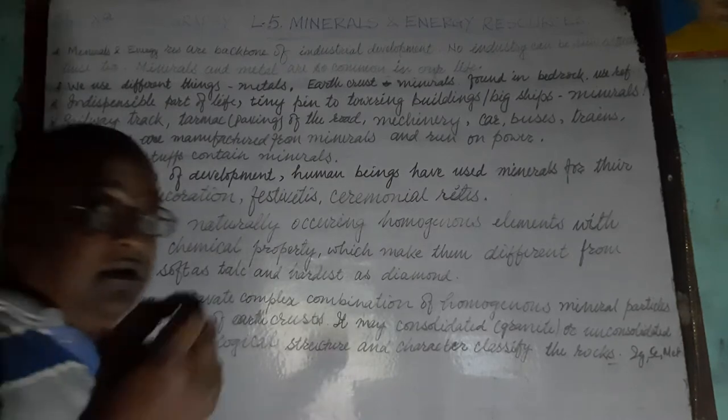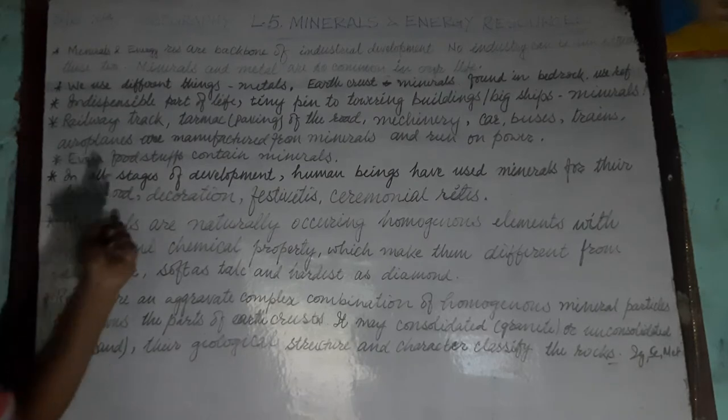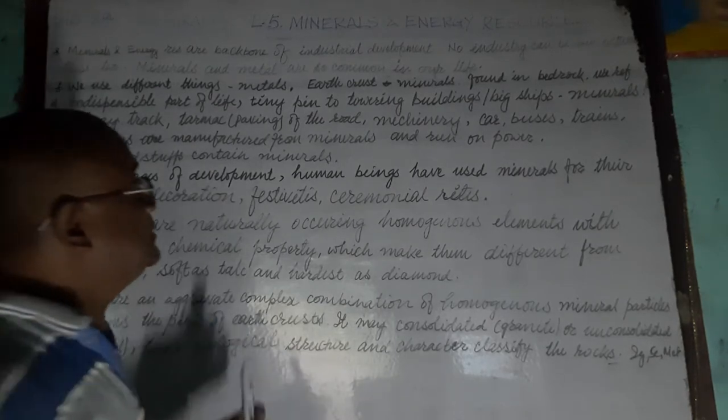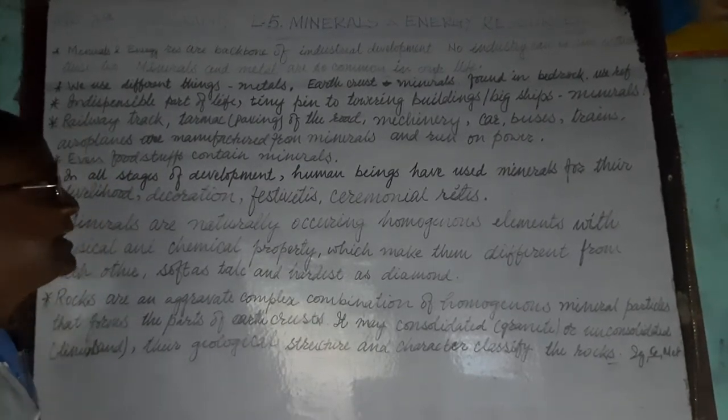Do you know that if we eat something, that foodstuff also contains a lot of minerals? Like phosphorus, these are minerals. Phosphorus is very, very necessary, and calcium, magnesium, potassium, all of these are minerals, and these are contained in our foodstuffs also. So we can't avoid minerals. In all stages of development, from the ancient period to the recent period, human beings have used minerals for their livelihood.